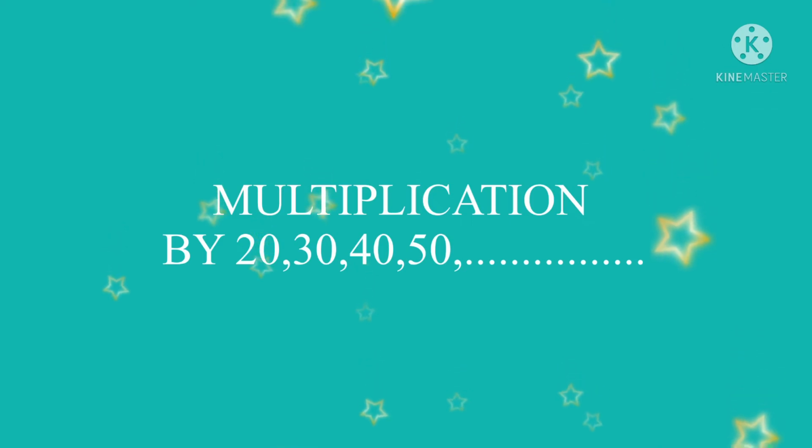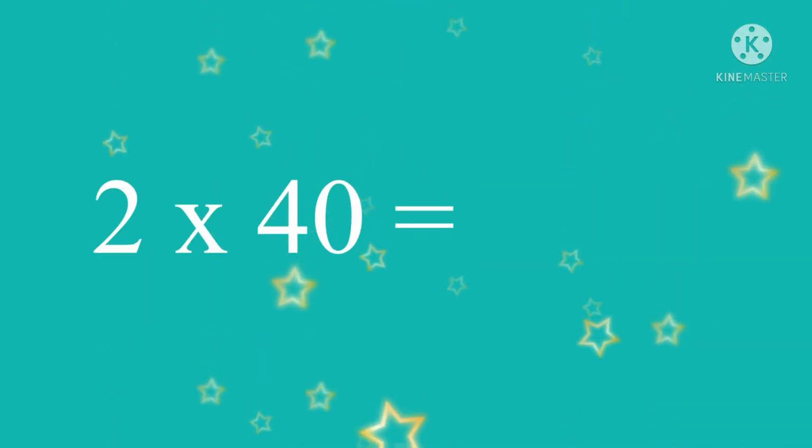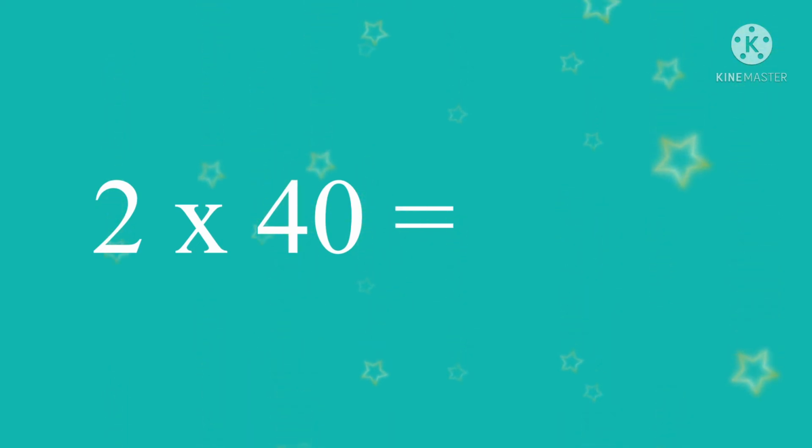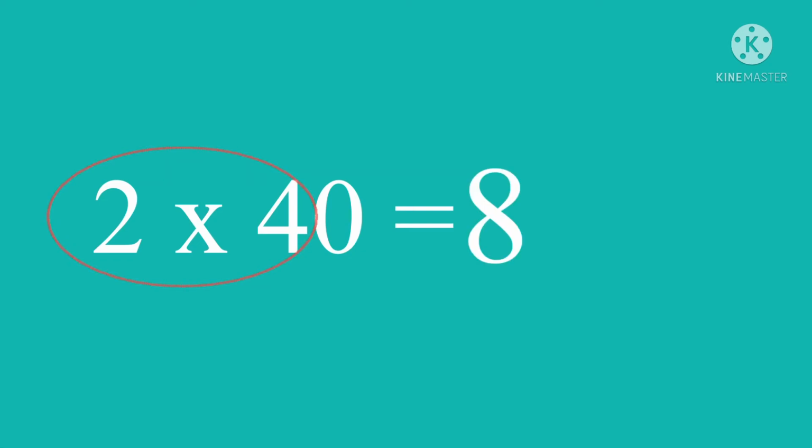For example, 2 into 40. First, we have to multiply the number 2 and 4. 2 into 4 is equal to 8. Now place the 0 onto the right. So you get the answer as 80. So 2 into 40 is equal to 80.